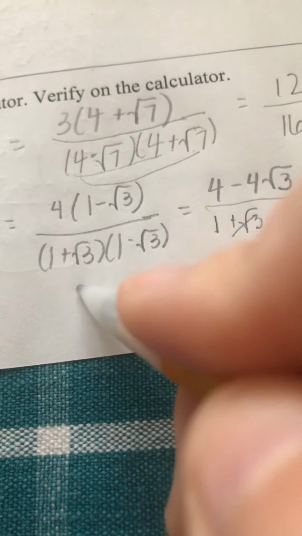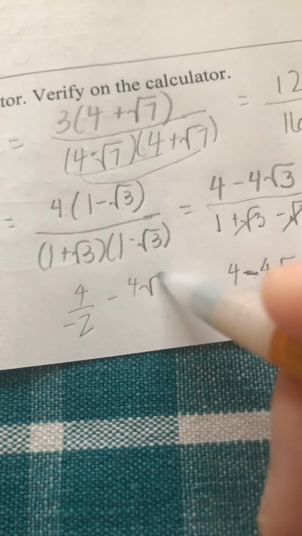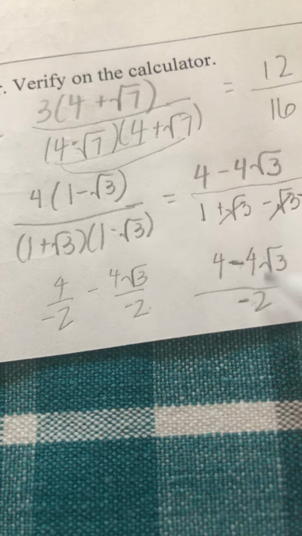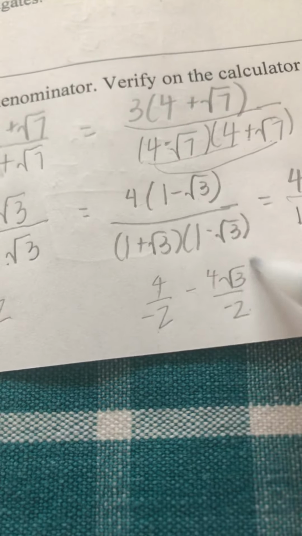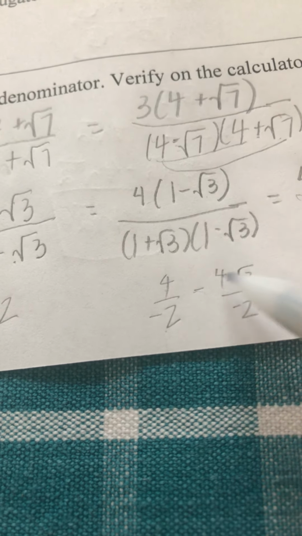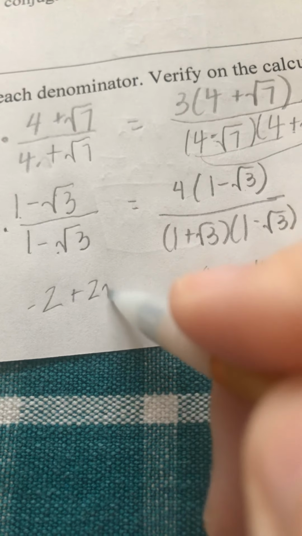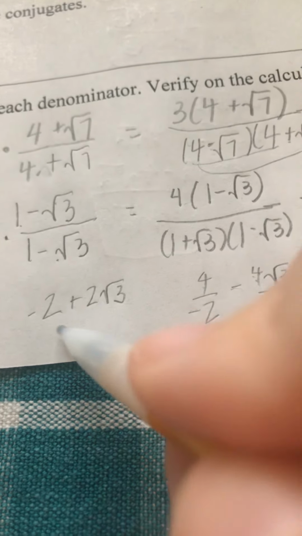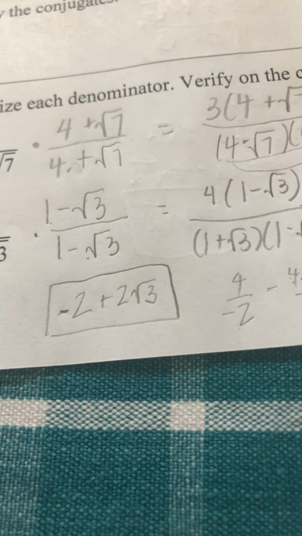So split it up into 4 over negative 2 minus 4 root 3 over negative 2. Okay, I just split up into this over this and this over this. So this is negative 2. And this becomes positive because it's negative 4 divided by negative 2. So plus 2 root 3. And it's because these give you 2. You could check that one on the calculator if you want. I'm sure it's correct. Take care, everybody.